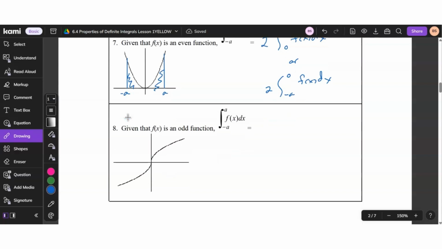Likewise, if it's odd, and this is one of the ones that we did yesterday, if this is negative a and this is a, then it means that this area here is exactly the same as this area. And so just like the one we did yesterday, that means it's going to be 0.